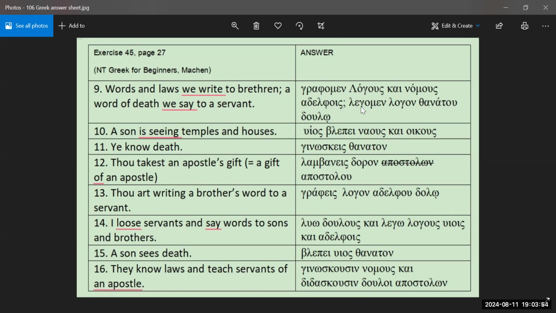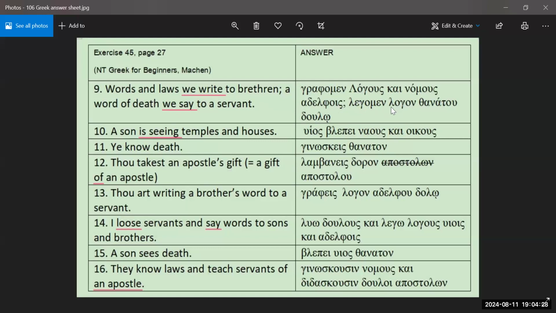And then it's the same process for the next part, legomen. If you had the omega here, lambda, epsilon, gamma, omega, that would be lego, which means I speak or I say. But here it's like we say, so legomen. This is the plural form of the verb. So you have the main stem of the verb, and then you have the pronoun, first, second, or third person, singular or plural, that goes on the end of the verb.